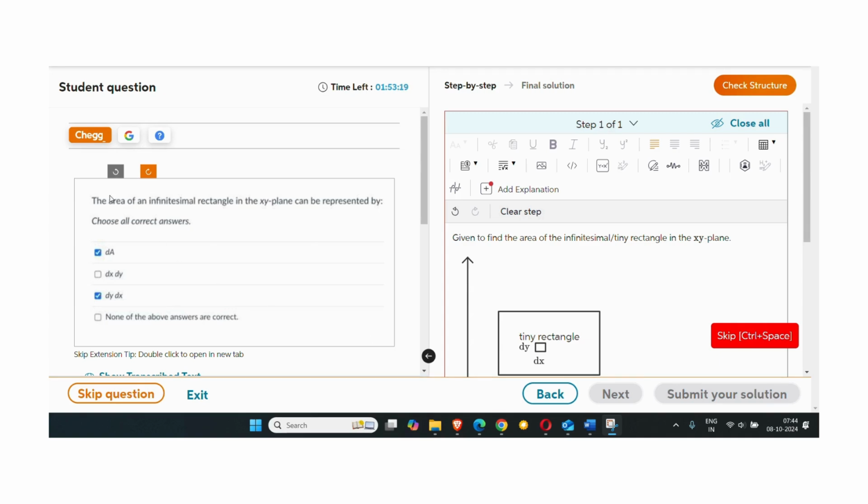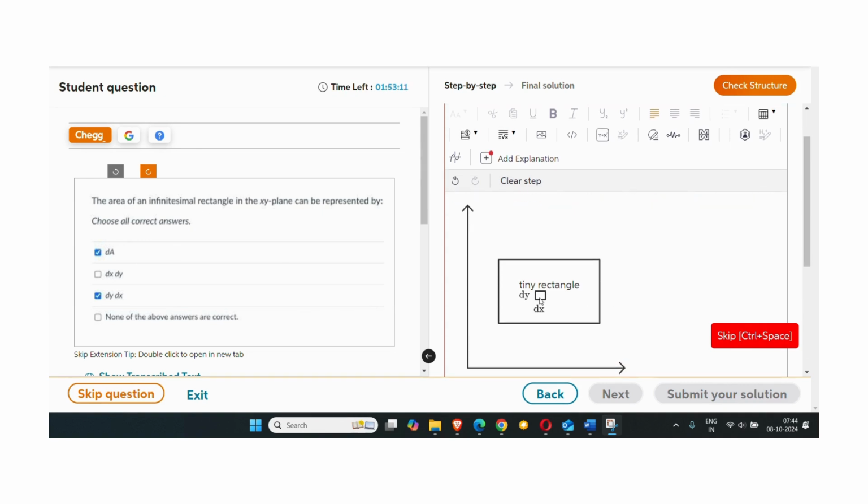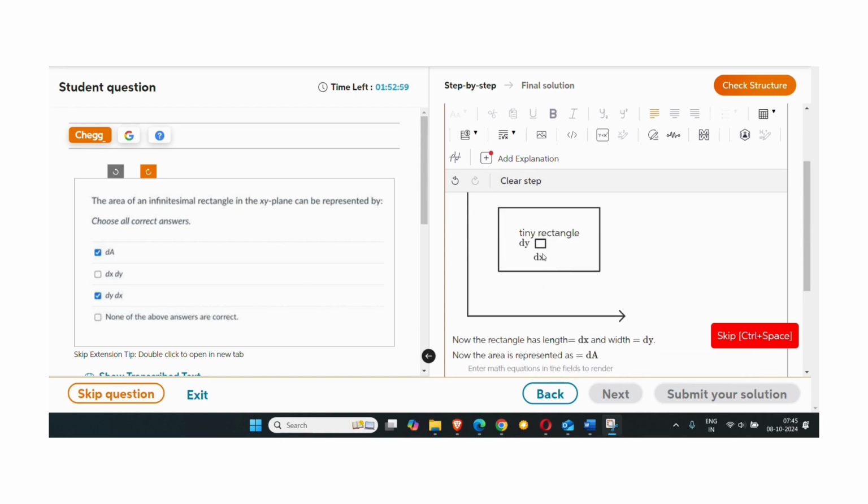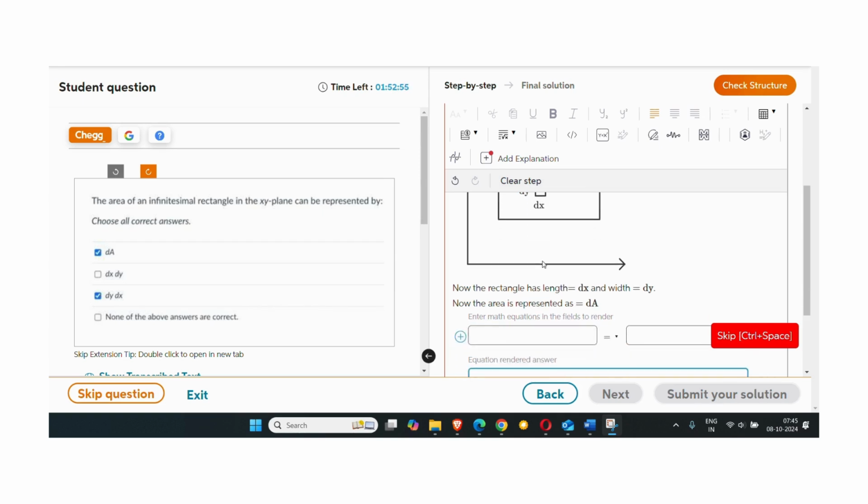Given the question, we need to find the infinitesimal rectangle area. The other word for infinitesimal rectangle is tiny rectangle. The tiny rectangle possesses a length of dx and dy, which is unknown to us. Now the area is represented by dA.